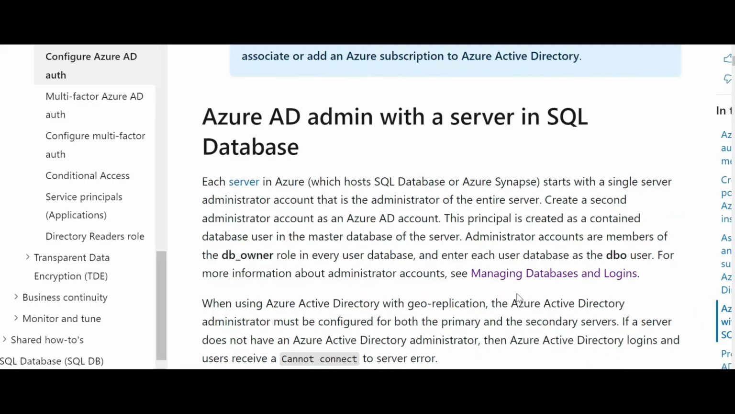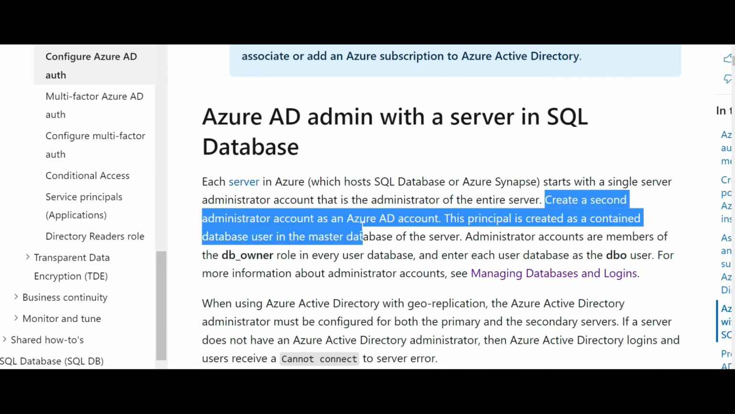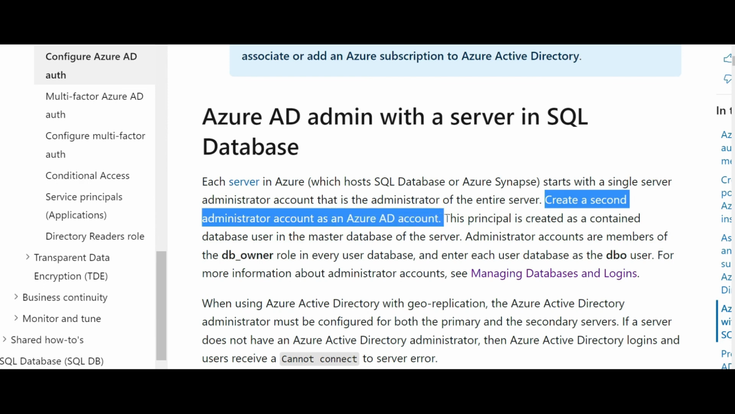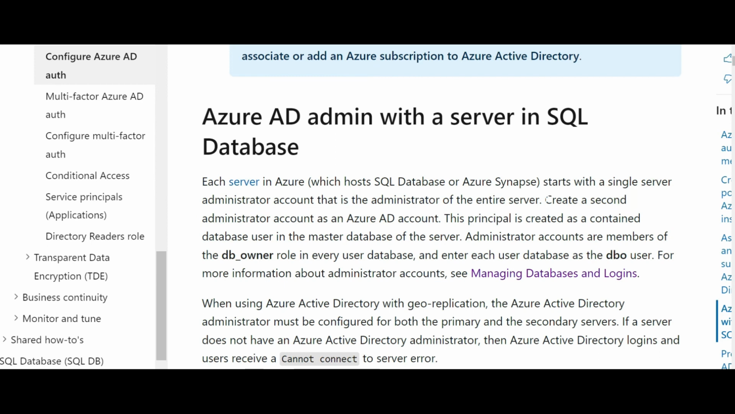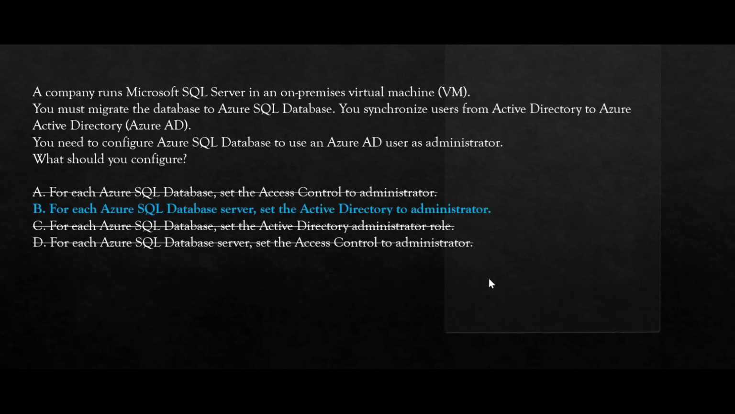So I'll take you to the documentation of Azure, and here you see it is always set at each server in Azure which hosts SQL database or Azure Synapse. The first thing that you do is create a single server admin account, that is the administrator of the entire server, not the database, of the entire server. The second thing you do is create a second admin account as an Azure AD account. And this principal that you created is used as a contained database user for the master database. So we will lock our answer. Option B is the final answer.